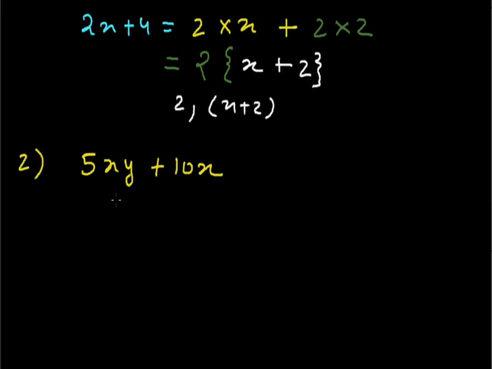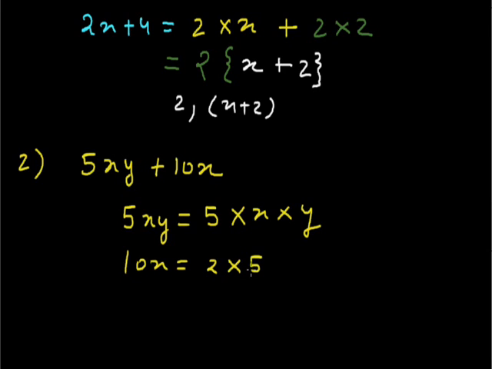So we will first find the factors of 5xy. 5xy can be written as 5 into x into y, and 10x can be written as 2 into 5 into x. Now what are the common terms? Here 5 is common in both and also x. So we can take both these terms common.